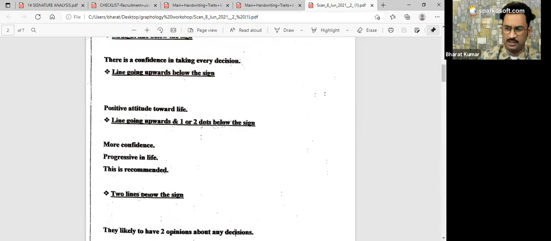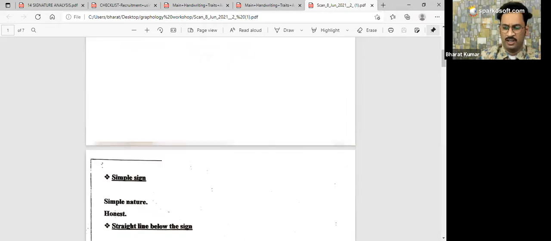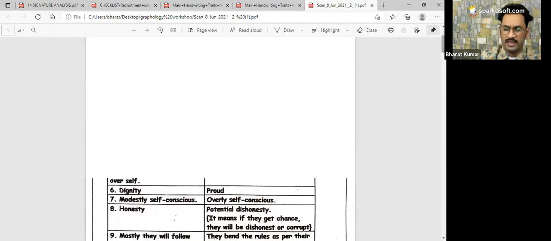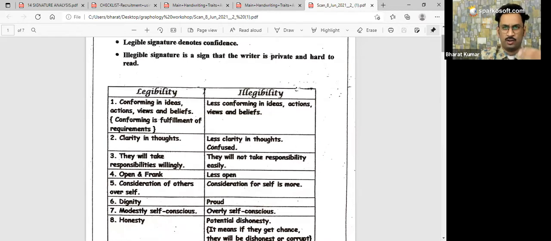First, we should just recall very few basics of signature analysis. Already you have studied all these, but it will be better within 5-6 minutes we can recall these points earlier you have studied so that you can reconnect yourself. So remember, we have two types of signature, legible signature and illegible signature.